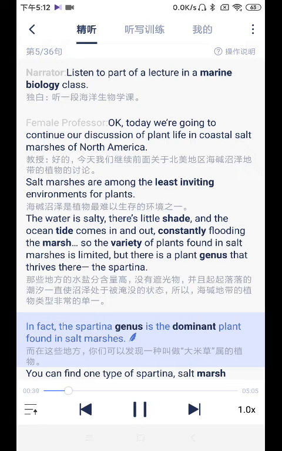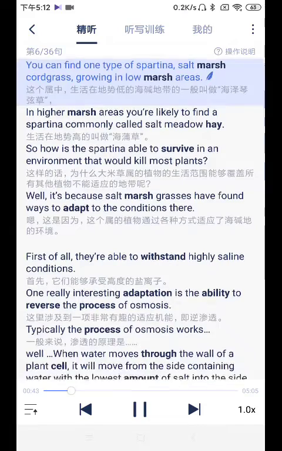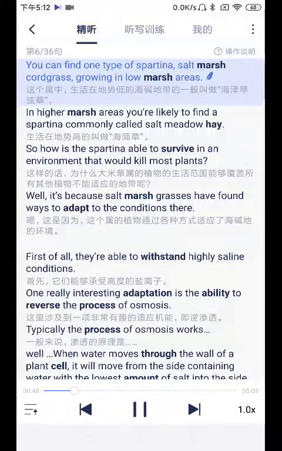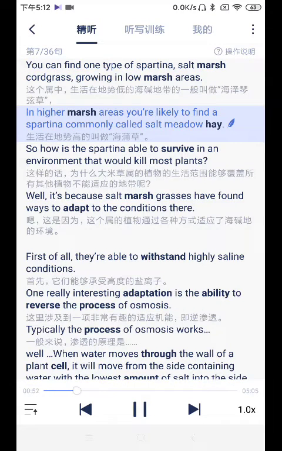In fact, the Spartina genus is the dominant plant found in salt marshes. You can find one type of Spartina, salt marsh cordgrass, growing in low marsh areas. In higher marsh areas, you're likely to find a Spartina commonly called salt meadow hay. So, how is the Spartina able to survive in an environment that would kill most plants? Well, it's because salt marsh grasses have found ways to adapt to the conditions there. First of all, they're able to withstand highly saline conditions.